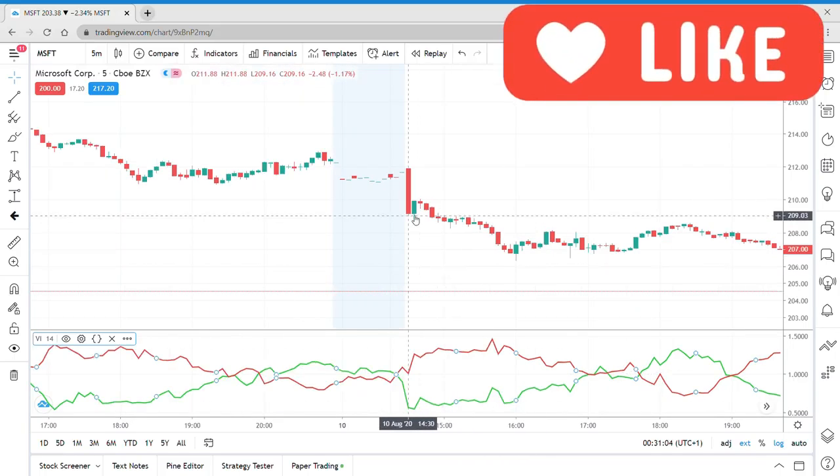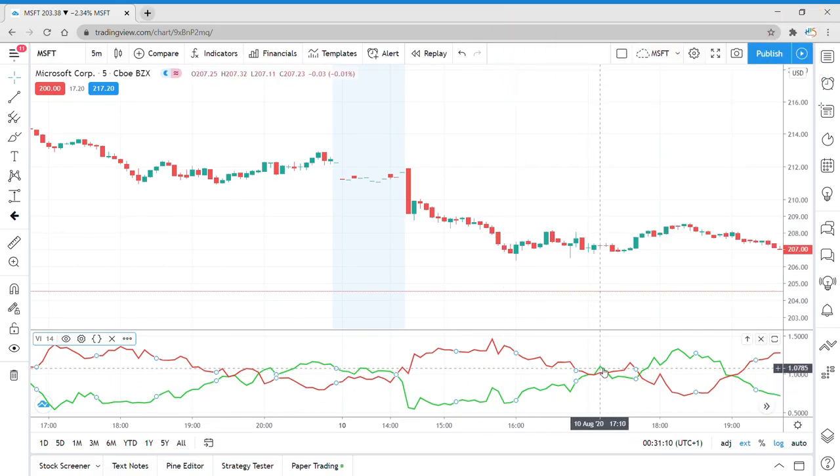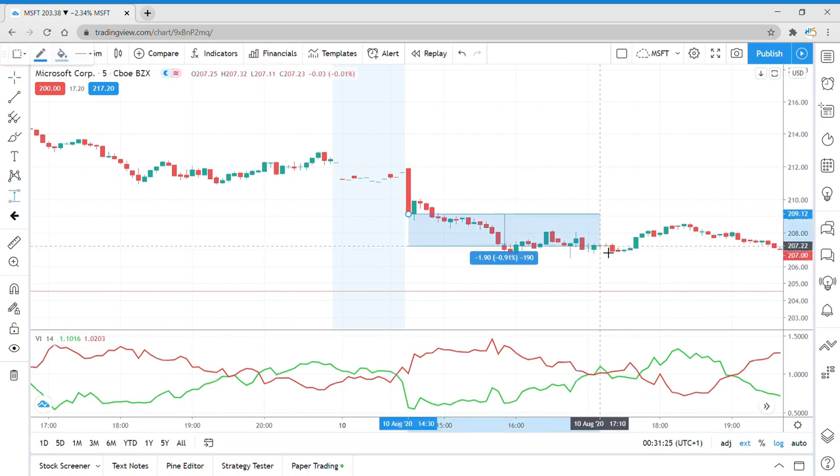So friends, if we took a short position over here, where would we buy back? We'd buy back when there's a positive crossover, which happened over here. So when we buy it back over here, how much profit are we going to get? We're going to get about 0.91% in profits.